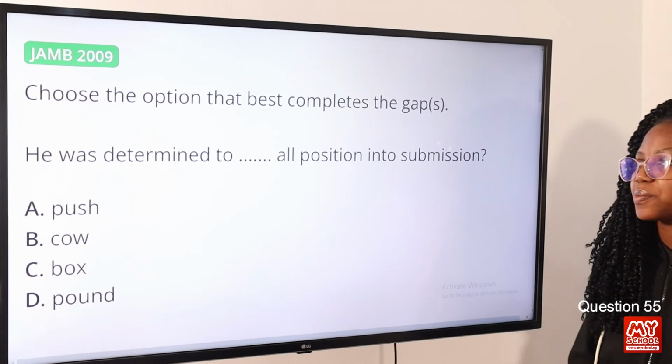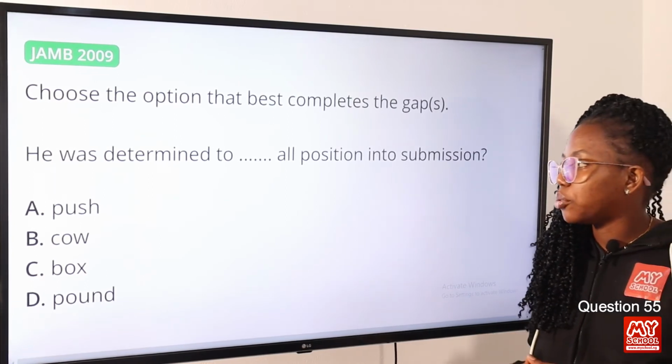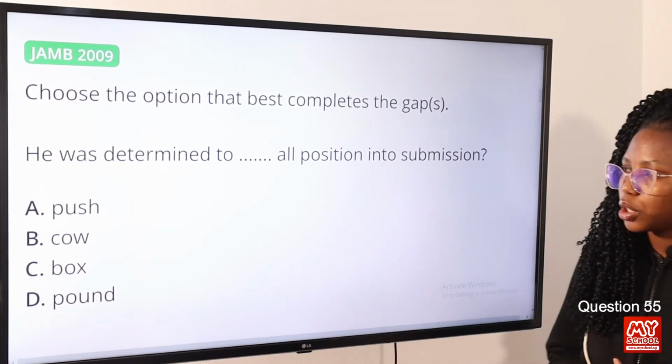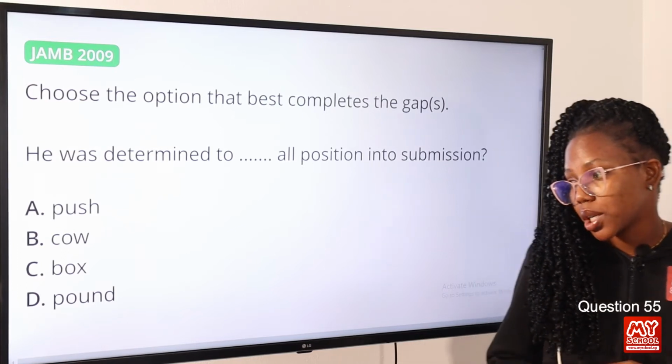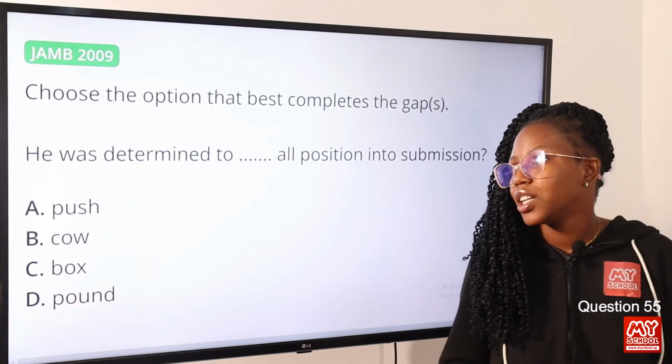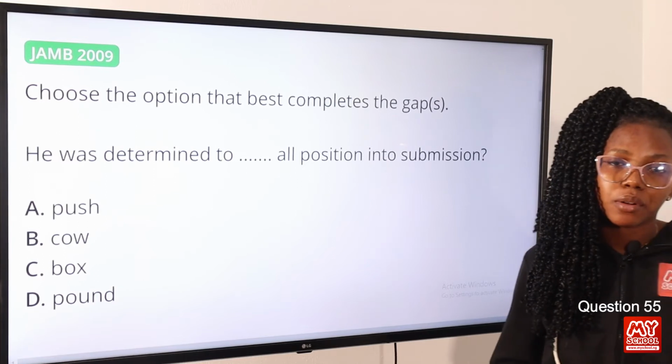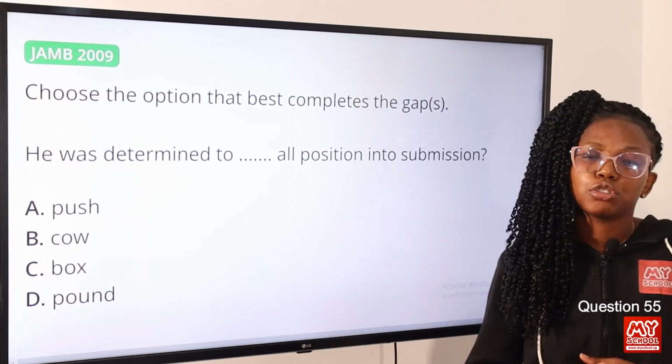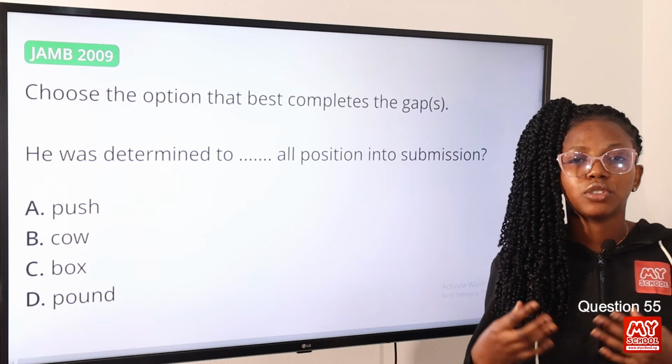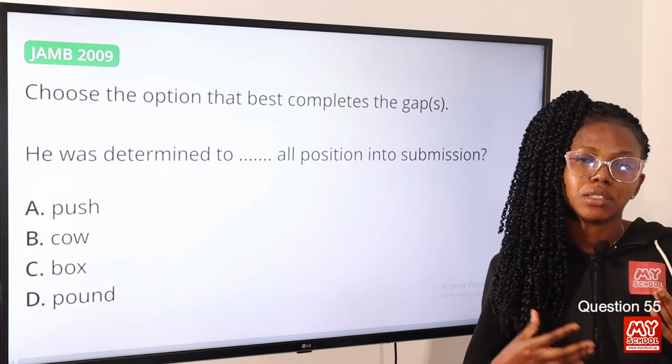Question 55. It was determined to dash opposition into submission. Option A, push. Option B, cow. Option C, box. Option D, pound. The answer to this question is option B, cow, because cow means to cause someone to submit to your wish or to your demand by intimidation.